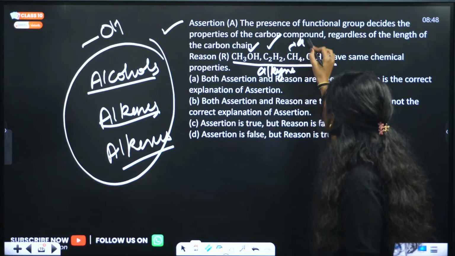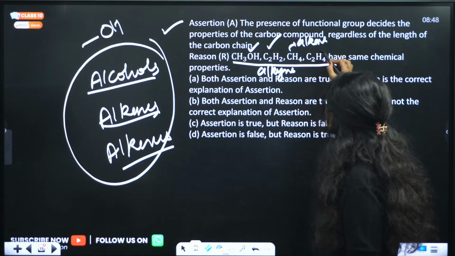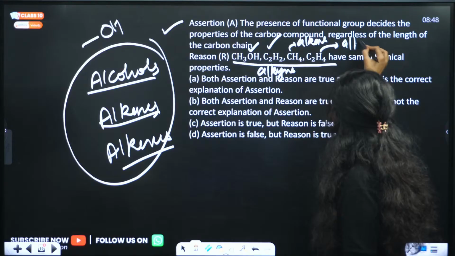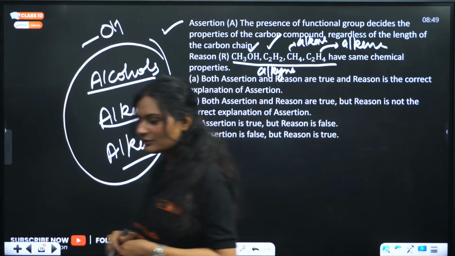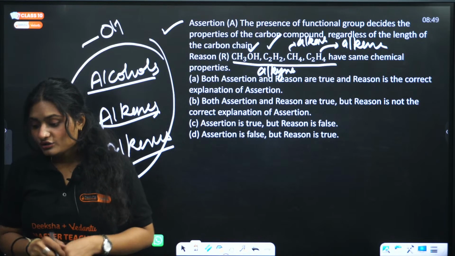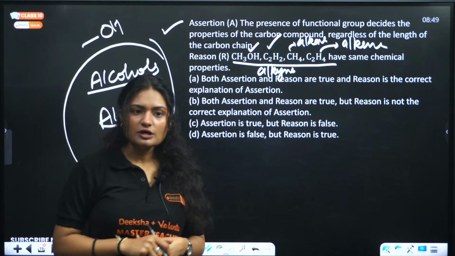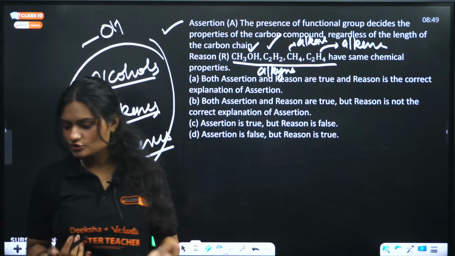This is alkane. This is what? Alkene. All have different functional groups. Will they have the same chemical properties? No, they will not have the same chemical properties. Yes, assertion is true, but the reason is false.